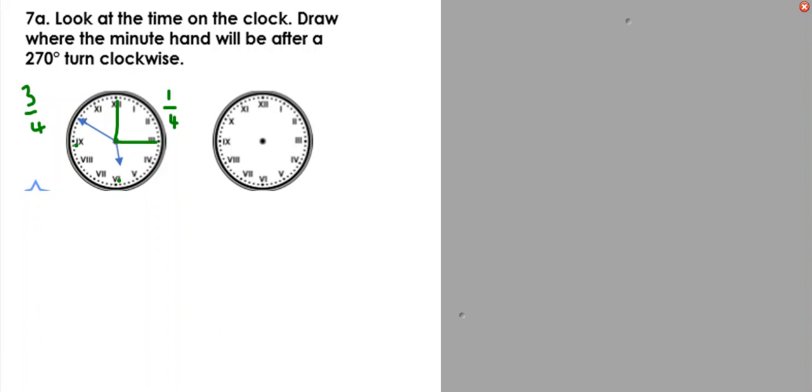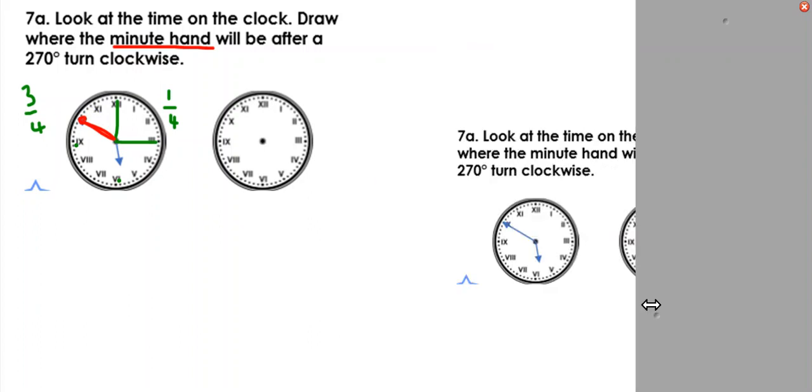Okay, so let's remember we only need to draw where the minute hand will finish. So it's this hand here that we need to be focusing on, because that is our minute hand. So let's have a look then.